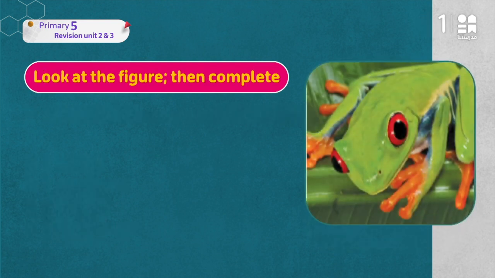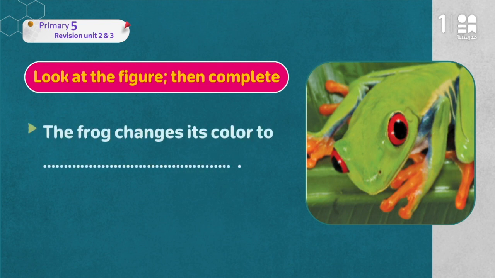Now look at the figure and then answer. Look at this figure. It's a frog. So the frog changes its own color to... ليه بيعمل changing its own color؟ بيغير لونه، بيعمل camouflage. طب ليه بيعمل كده؟ to hide from its enemies.